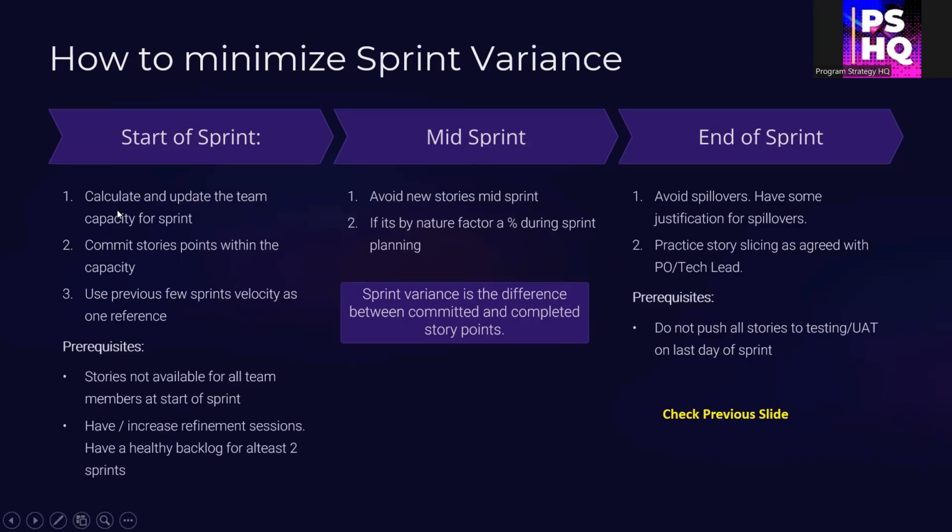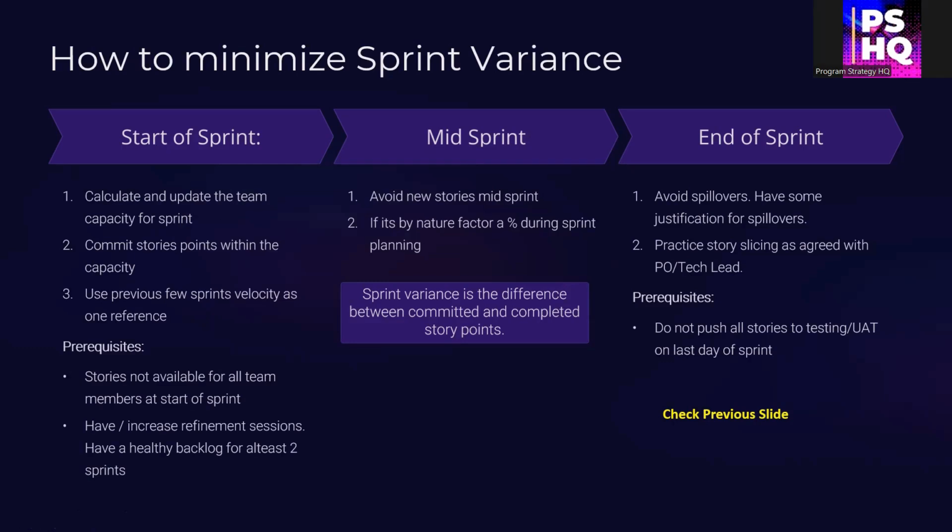At the start of the sprint, these are the few steps you need to follow. At the start of the sprint, calculate the team capacity. There might be some leaves, and a few team members might be supporting multiple teams. There might be holidays. Calculate all that and check what the capacity of the team is. When you start the sprint, commit the stories only as per the capacity or below it. If your team's capacity is 30 story points, commit only 30 or lesser than that. And also use the previous sprints' velocity as one of the references.